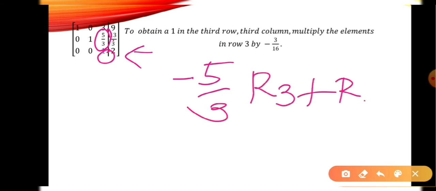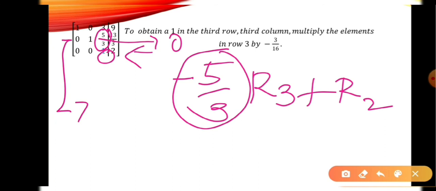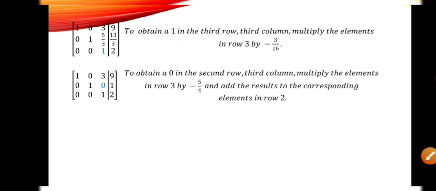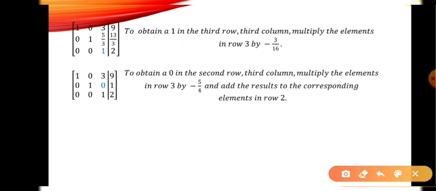plus row 2. That's why negative 5 over 3 times 0 plus 0 is still 0. We're dealing with the second row. So negative 5 over 3 times 1 is negative 5 over 3 plus 5 over 3. Then that will become 0. Then just multiply negative 5 over 3 times 2 plus this one. You'll have this.